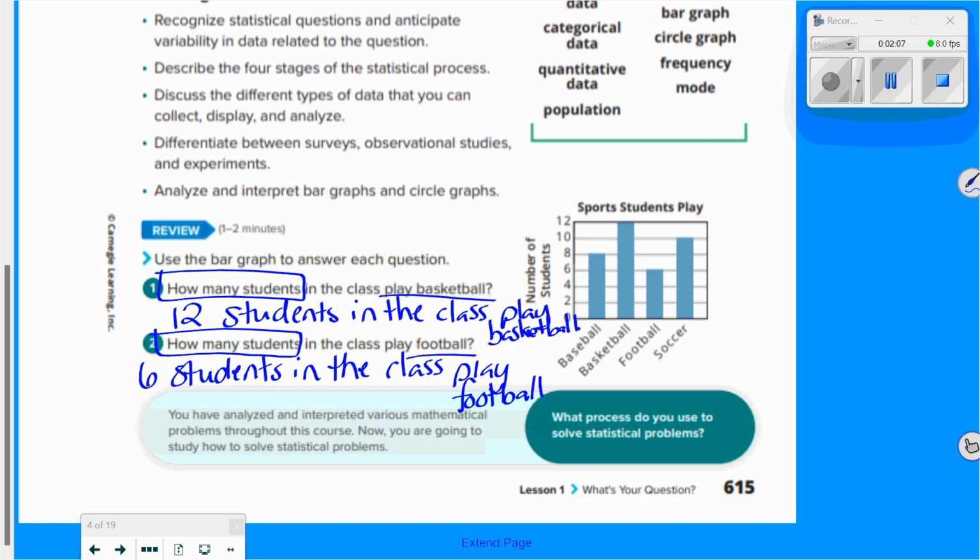How many students are in the class altogether? 18. Too many. Big number. 30. Oh. 36.